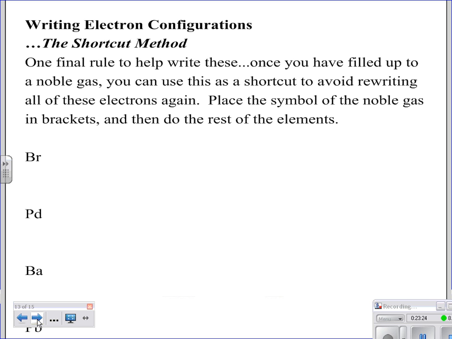So now that you all have hand cramp, let's learn the shortcut method. And for this, you probably noticed that you were just repeating a lot of the configuration as you were working through this. There is a shortcut method that you are welcome to use on your homework when you have that, and quizzes and tests, unless you're told specifically not to. But the rule here is that once you have filled up a noble gas, you can use that as a shortcut to avoid having to rewrite everything.